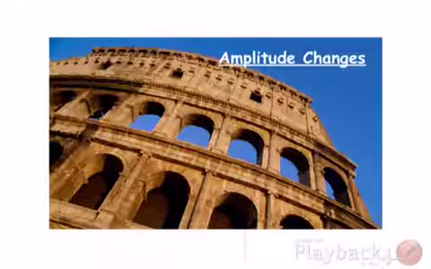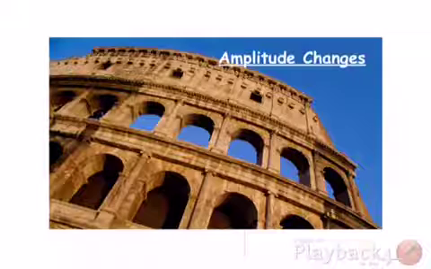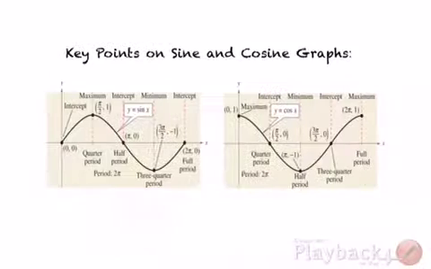Hi guys, just a quick lesson on amplitude changes in our trigonometric functions. So the key points on sine and cosine real graphs are really easily displayed here. Just to remember, the sine graph starts from the origin. One period is as far as 2 pi. The cos graph starts from 1, and one period is 2 pi. Half period is at pi for both the sine and the cosine.